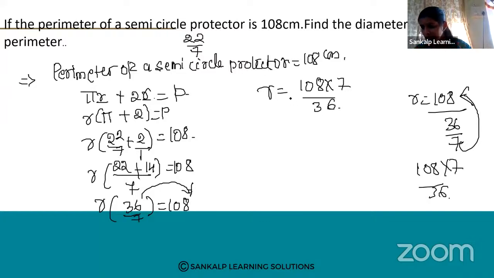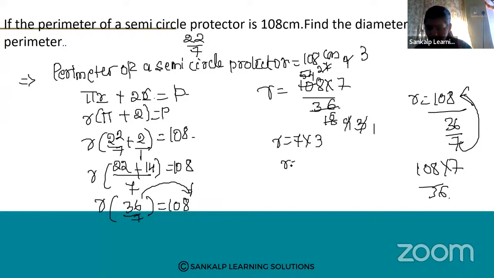So now 2 1s are 2, 2 8s are 16, 2 5s are 10, 2 4s are 8, 2 9s are 18, 2 2s are 4, 2 7s are 14. Next, 3 3s are 9, so 3 9s are 27. 3 1s are 3. So finally you will get R is equal to 7 into 3. That is R is equal to 21 centimeter. So this is the value of R we got.